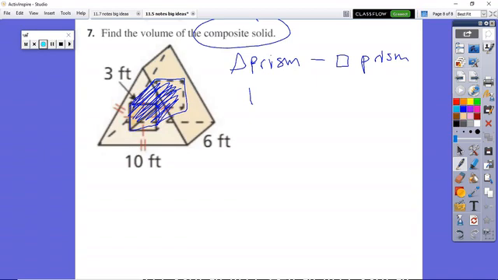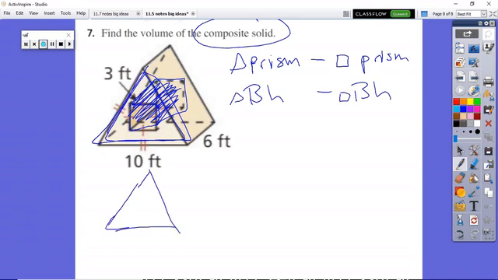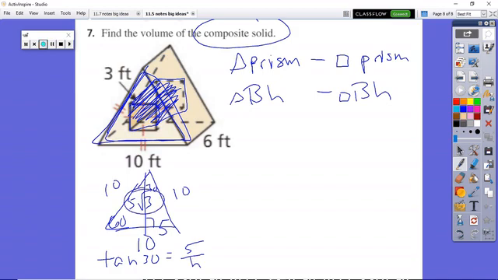For the triangular prism, we've got base times height, and then we're going to subtract this base times height. This is of the triangle, this is of the square. So I've got to find the area of the triangular base, and all I know is it's a 10, 10, 10. So I drop the height down, cut that in half. Then it's a 30, 60, 90. If that's 5, then my height is 5 roots of 3. If you forget that, just put it in as tangent 30 equals 5 over the height, and then you can solve it that way. But I'm just going to use my shortcut 30, 60, 90 rules.